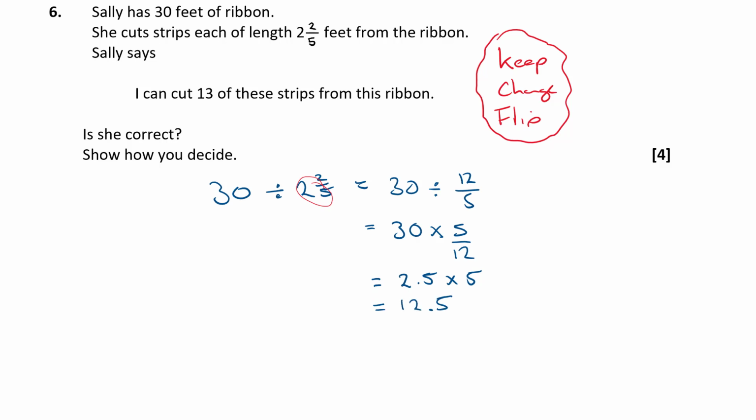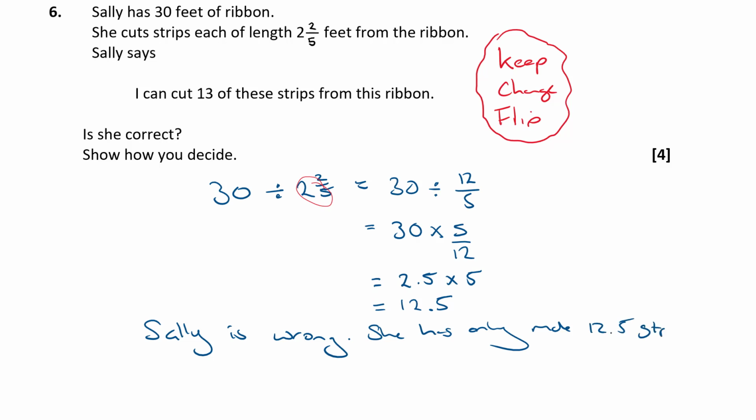12.5. Okay, so is she correct? Well, no, because I haven't made 13. I've made 12 and a kind of a stumpy one, haven't I? So Sally is wrong. She has only made 12.5 strips.